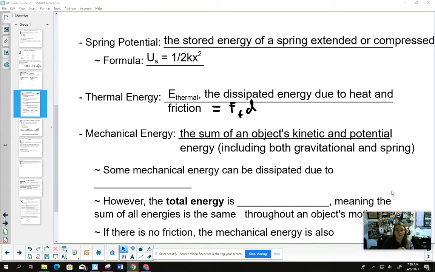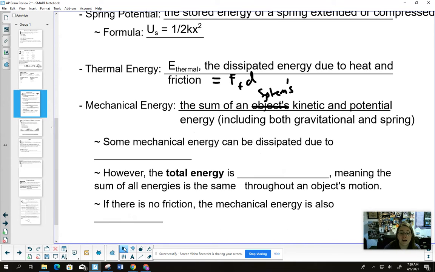Now again, that means, I should clarify here, a system's... Because again, you cannot have gravitational potential energy without talking about the system of the object and the Earth, right? Now we know that energy is conserved, meaning it can't just be created out of thin air.